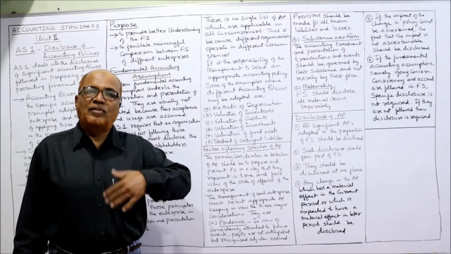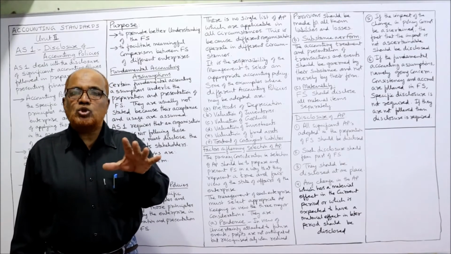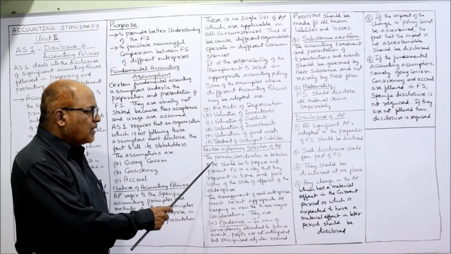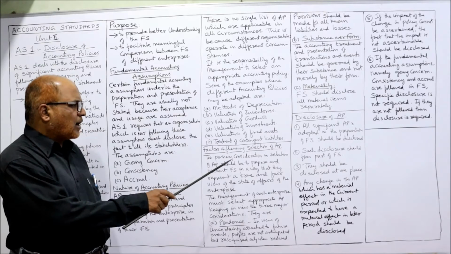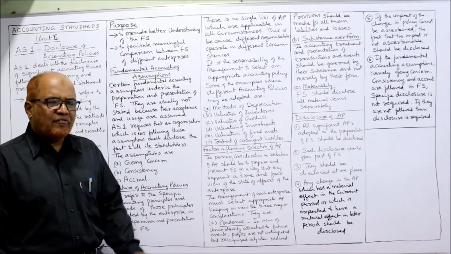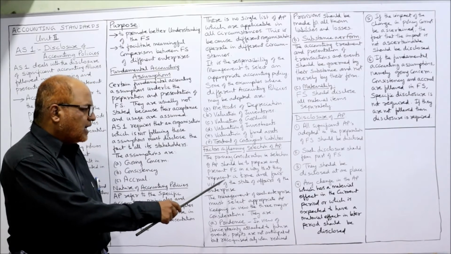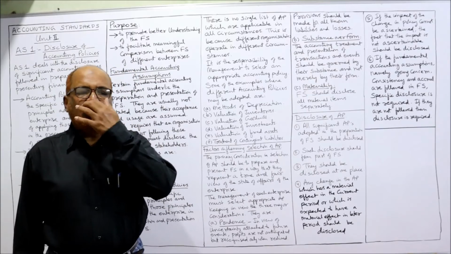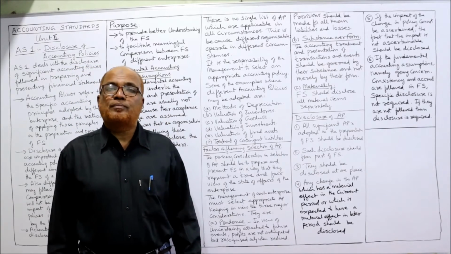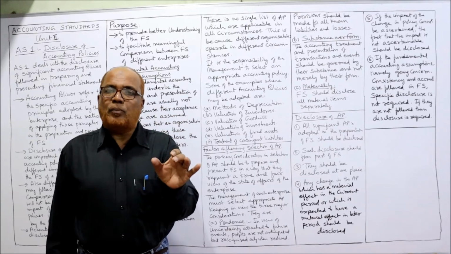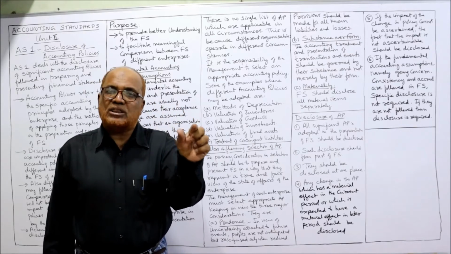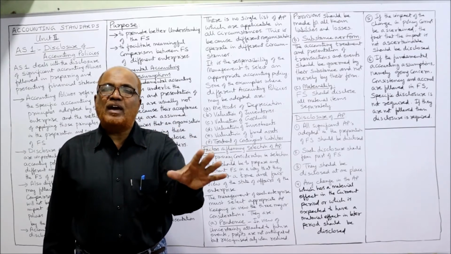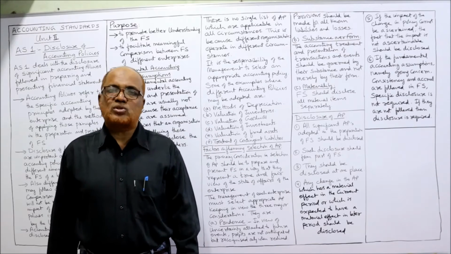It does not depend on the will of the management. Some factors should be considered while selecting the accounting policy. So what are the factors? First of all, the primary consideration in selection of accounting policy should be to prepare and present financial statements in such a way that they represent a true and fair view of the state of affairs of the enterprise. The only thing to be remembered by the management is, while selecting the accounting policy, the policy should be such that the financial statements show the true and fair view of the state of affairs of the business.